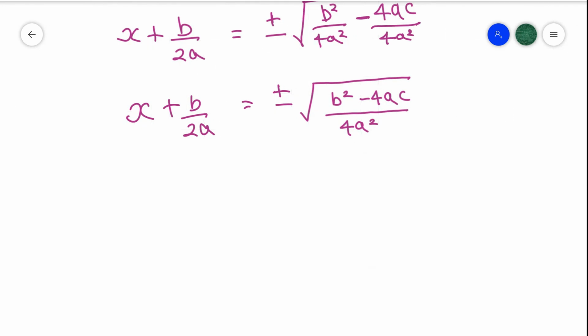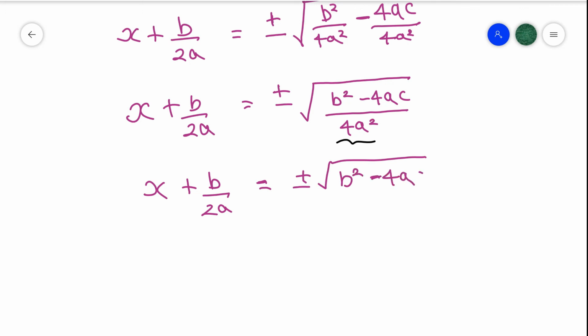Here we can see that the term in the denominator, 4a squared, is a perfect square. 4 is a perfect square, and a squared is also a perfect square. So we can take the square root of the denominator and leave the square root only in the numerator. So plus or minus, we are going to leave the square root in the numerator and take the square root of the denominator, which is 2a. Square root of 4a squared is equal to 2a.